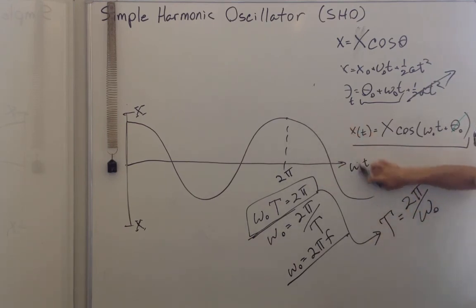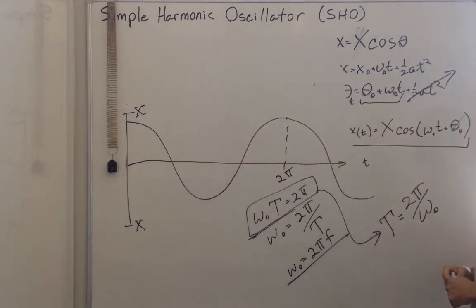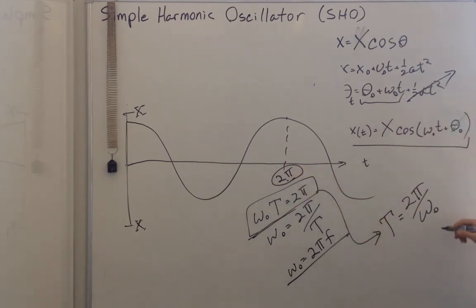And then we could make the step of changing this to a displacement versus time graph. And what would the time be for 2 pi for one oscillation? It would be 1 period, which is 2 pi divided by omega naught.